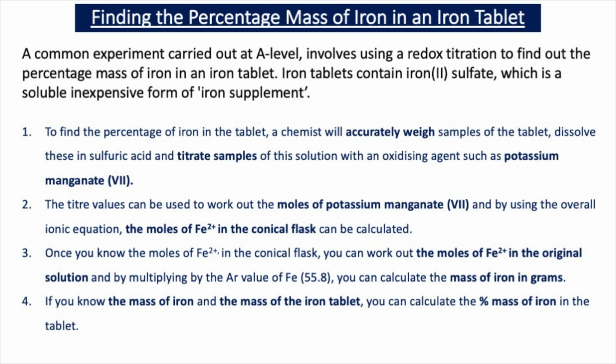Now if you attempt past paper questions on redox titrations, you will very often see questions that involve using data from experiments such as these to calculate the percentage mass of a metal. Past paper questions will often ask you to calculate the percentage of iron present in an iron tablet, or they'll ask you to calculate the percentage of iron present in an iron nail or sample of steel.